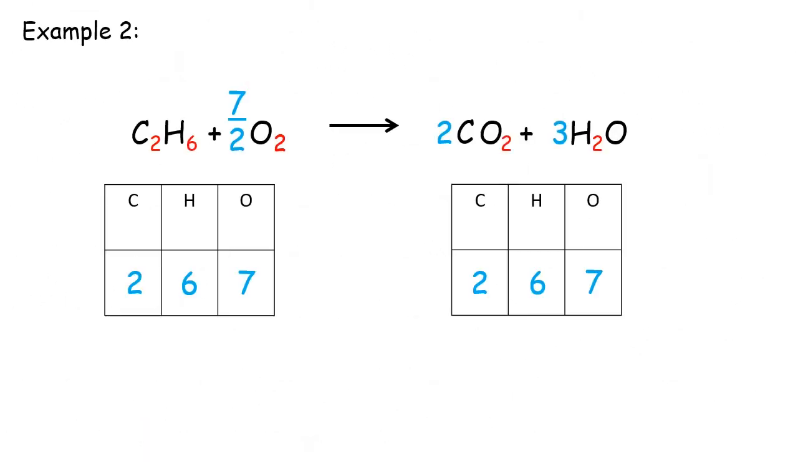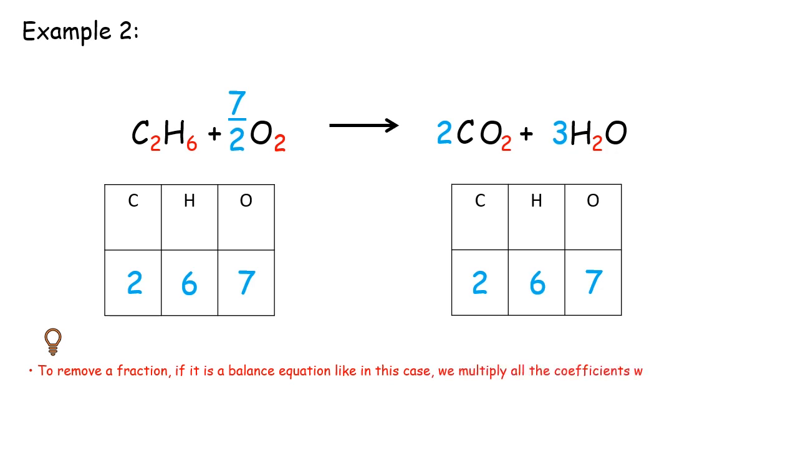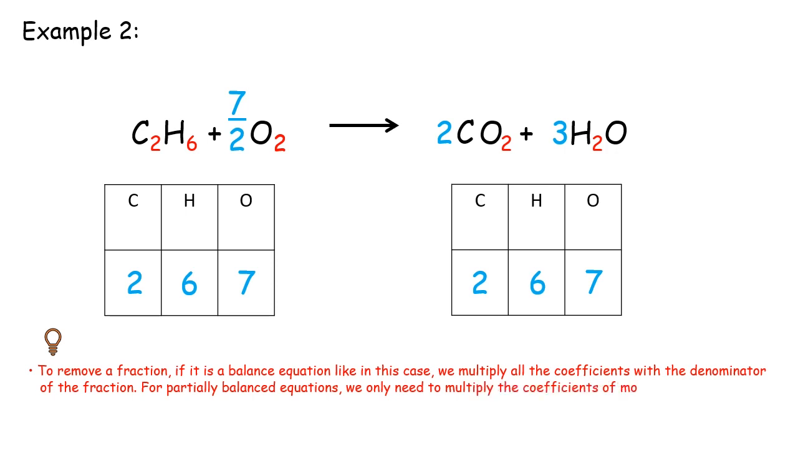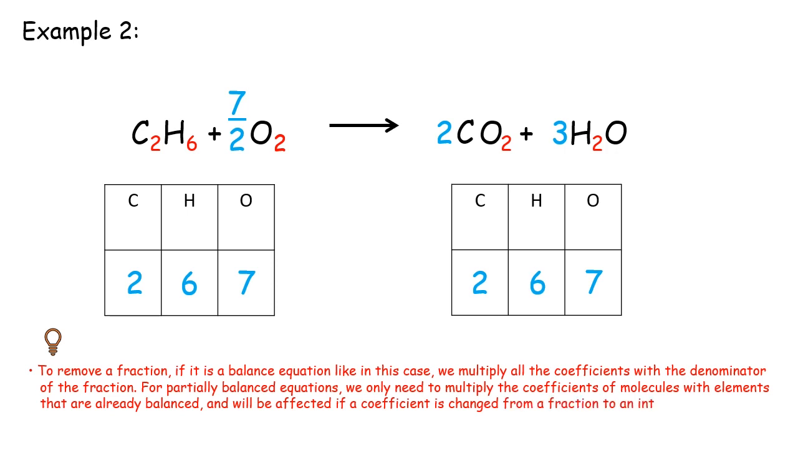We want whole number coefficients in a balanced equation. To remove a fraction, if it is a balanced equation like in this case, we multiply all the coefficients by the denominator of the fraction. For partially balanced equations, we only need to multiply the coefficients of molecules with elements that are already balanced, and will be affected if a coefficient is changed from a fraction to an integer. In this example, we can remove the fraction by multiplying all the coefficients by 2, giving us a coefficient of 2 for ethane, 7 for oxygen, 4 for carbon dioxide and 6 for water.